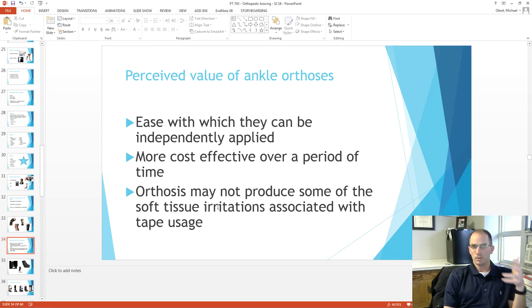And also, comparing it to tape, you don't have some of the same irritations. I don't have to use the cold spray or the sticky spray to help the tape stay on a little bit better. I don't have tape going right over the skin, so I don't have some of those irritations as well.